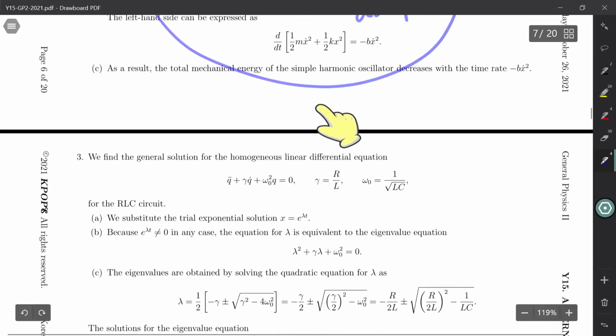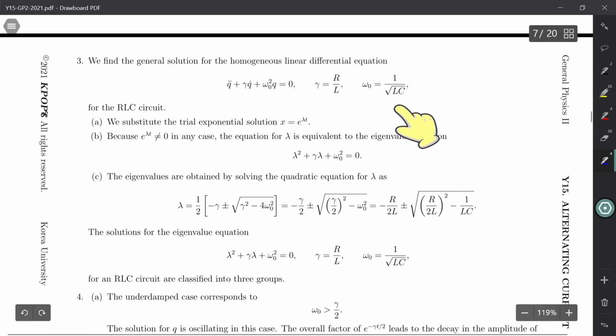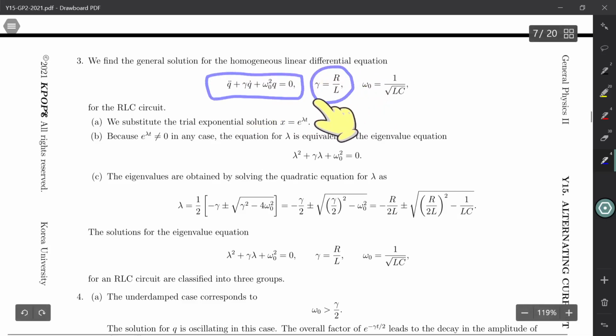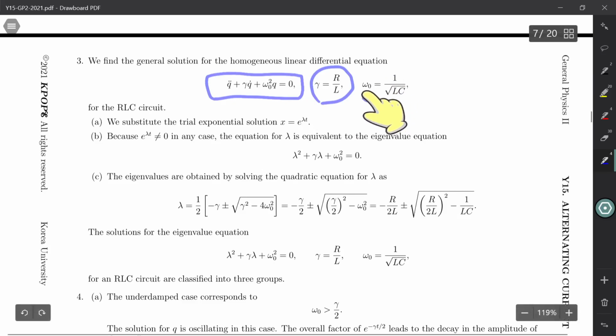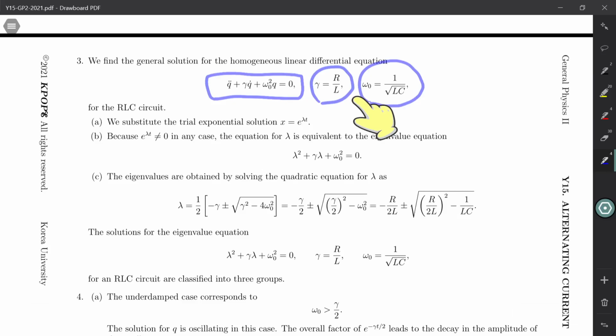Let us investigate the solution for the damped harmonic oscillator. We have the second order linear differential equation where the factor gamma is the resistance divided by the inductance, and the characteristic frequency of the simple harmonic oscillator is 1 over square root LC.